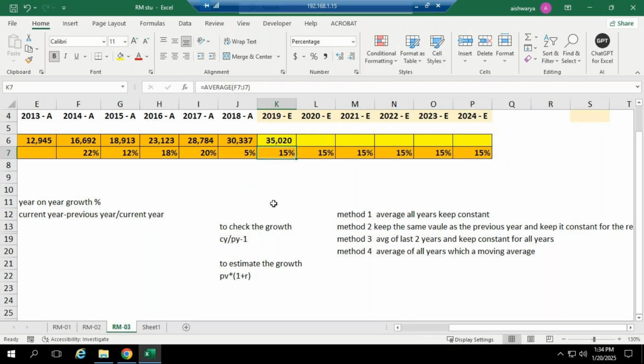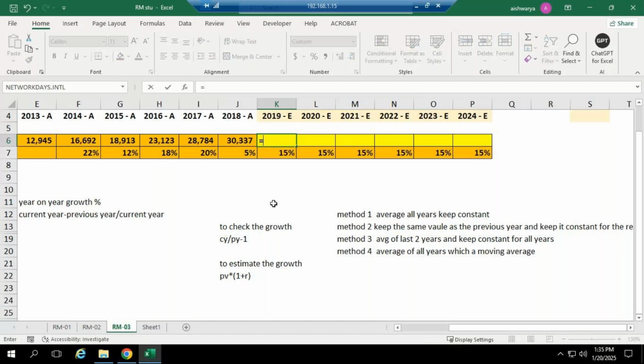35,020. So that means from 2018 to 2019 there is a growth of 15% on the sales. Now the sales is 30,337, and on that value 15% has been added, so the sales increased in 2019. So now this is the first method of calculating the sales.